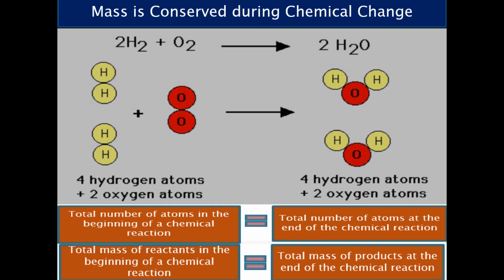Another example is the formation of water. Hydrogen reacts with oxygen to form water. The number of hydrogen and oxygen atoms remain unchanged after the chemical reaction. This means that these atoms are not destroyed but rearranged to form molecules of water. Thus, it can be deduced that the mass is conserved during a chemical change.